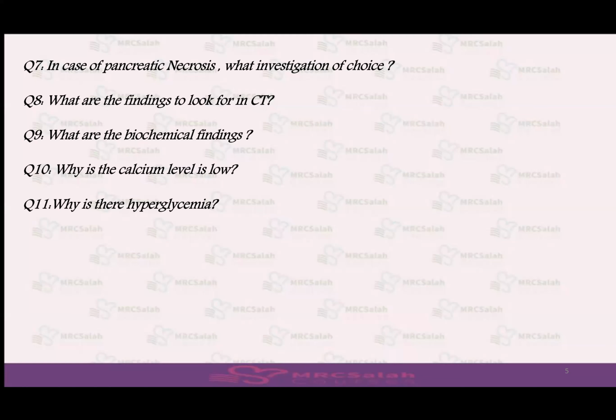Okay, what is the cause of hyperglycemia, Dr. Aya? Two causes. First one is stress. Second is destruction of beta cells of the islets of Langerhans of the pancreas by pancreatic enzyme. How will stress cause hyperglycemia? Stress response by release of stress hormones like glucocorticoids, catecholamines, and glucagon, which have anti-insulin effect.